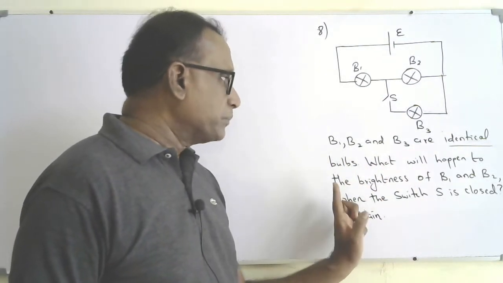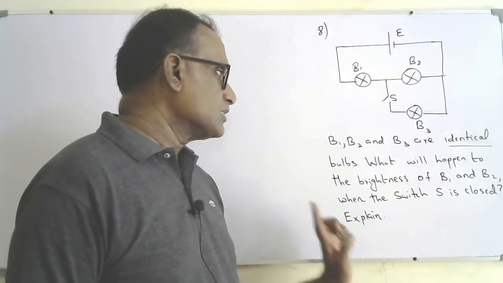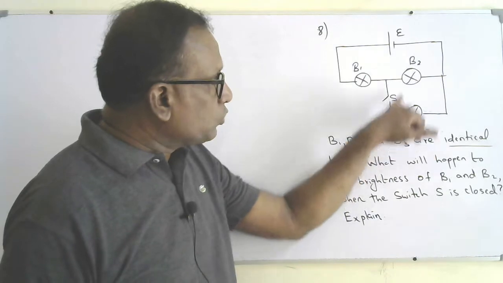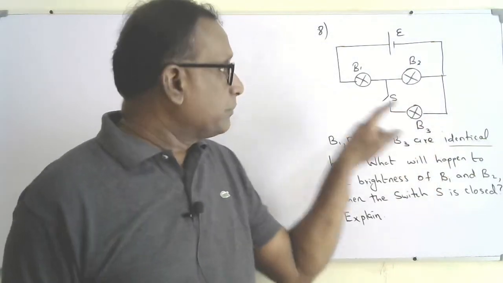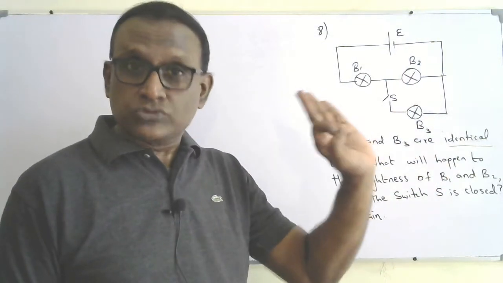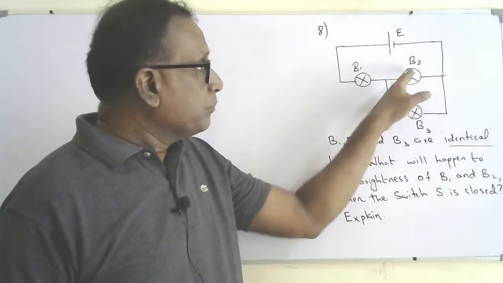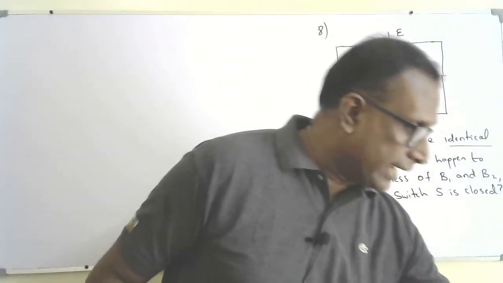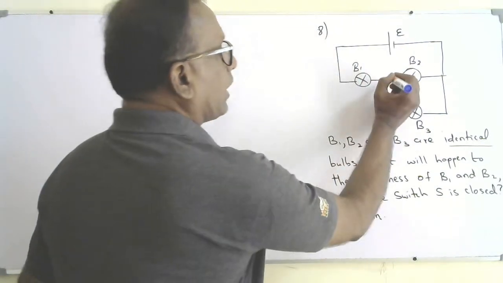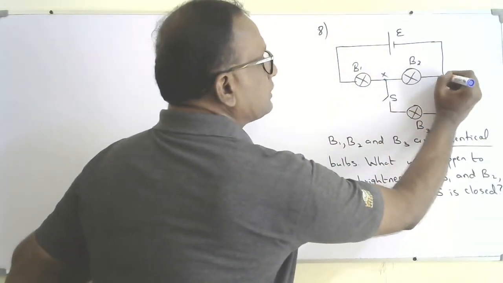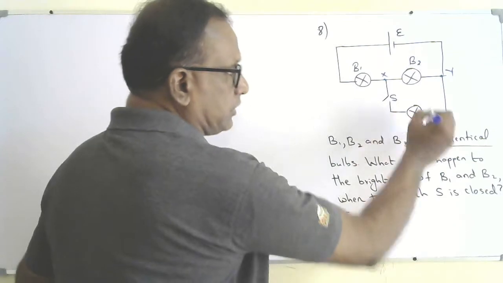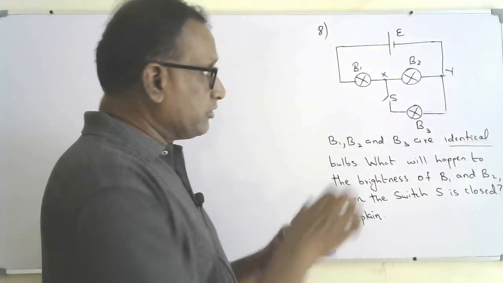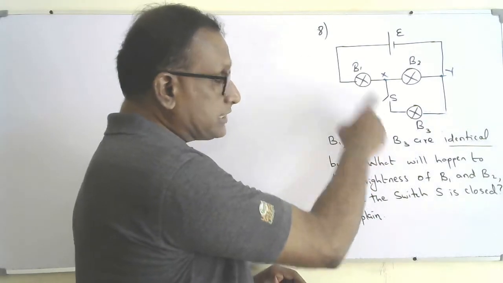What will happen to the brightness of B1 and B2 when the switch S is closed? You can see that B2 and B3 are connected in parallel, but the switch is open. But when the switch is closed, what will happen? B2 and B3 will become parallel to each other because there are two junctions. You can identify the junctions X and Y. But initially the switch is open, meaning the bulb B3 is not part of the circuit. No chance for the current to flow through B3 because the switch is open.